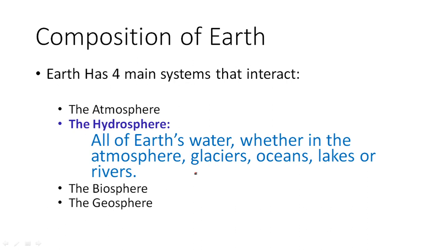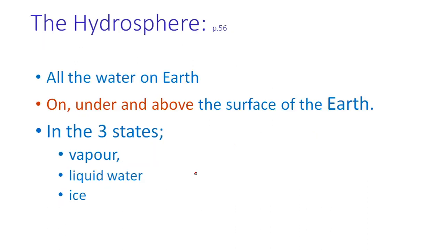We can find that water under the surface, above the surface, or on the surface. Nosotros podemos, la hidrosfera es el conjunto de todas las aguas del planeta, puede estar en los tres estados, líquido, sólido, gaseoso, y podemos encontrar ese agua en la superficie, podemos encontrarla debajo de la superficie o por encima de la superficie.